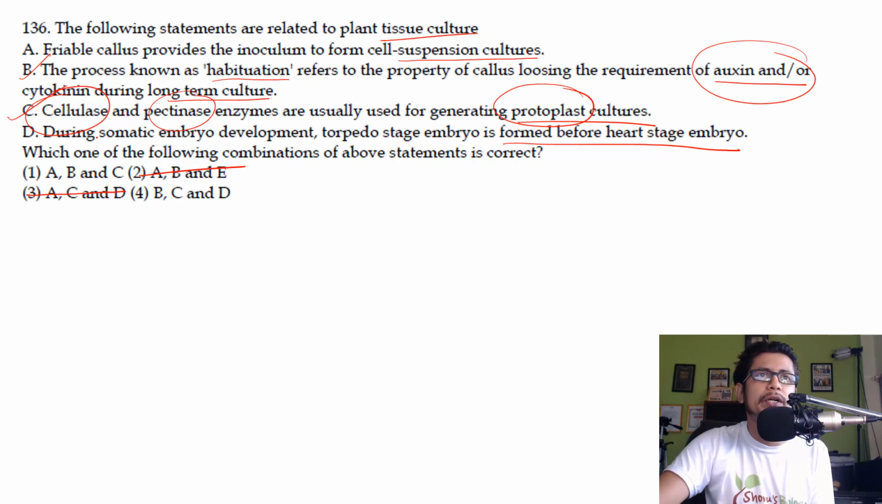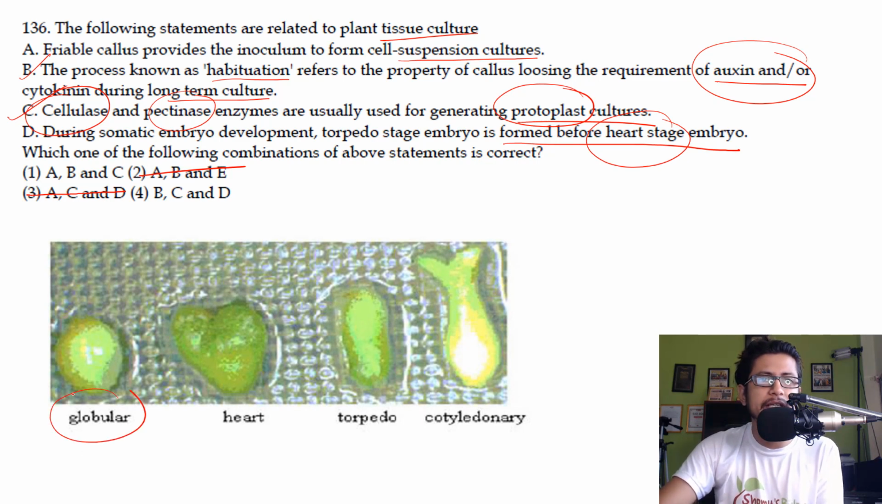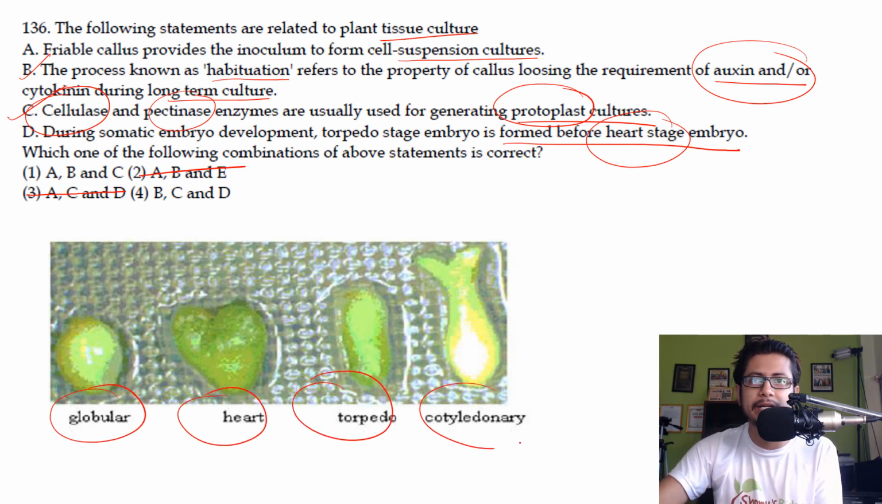Now let's read the last one. During somatic embryo development, torpedo stage embryo is formed before heart stage. This is wrong, because the torpedo stage comes later. If you look here, this is how it works: the globular stage, heart stage, torpedo stage and cotyledonary stage.